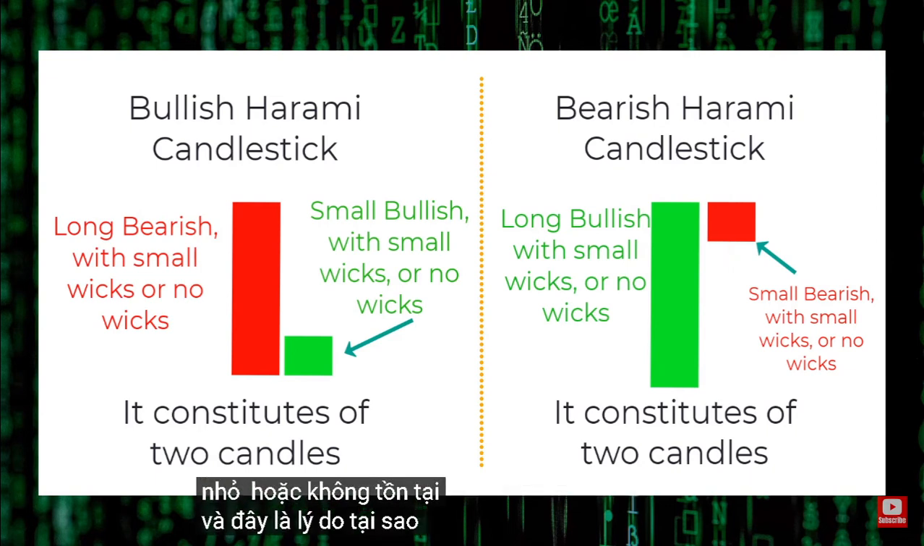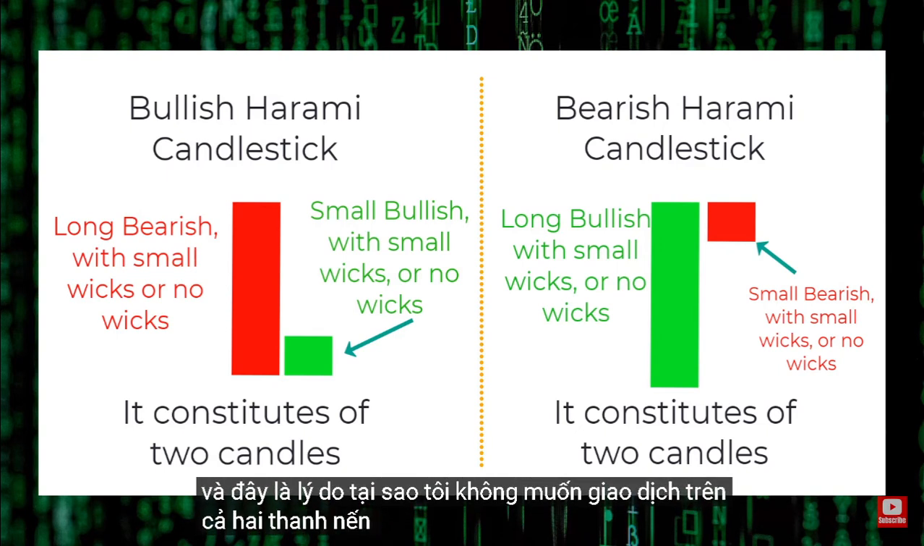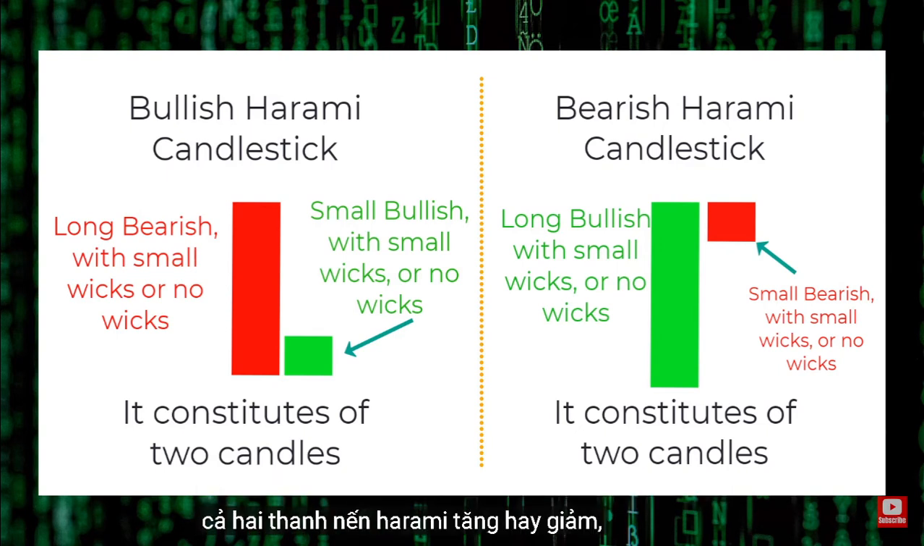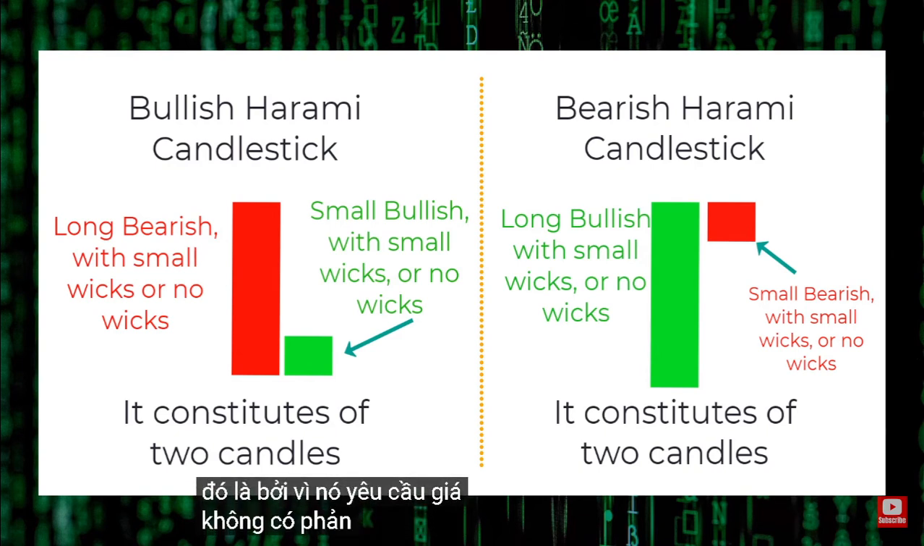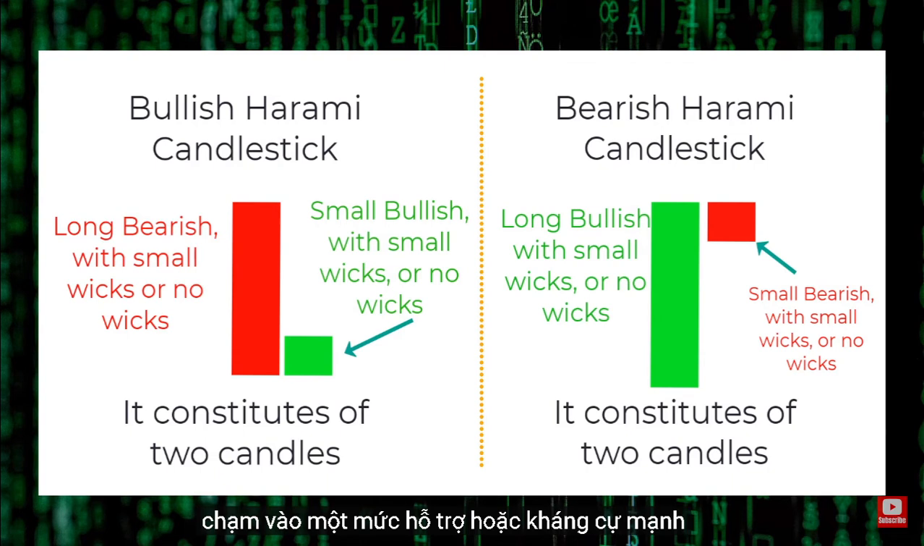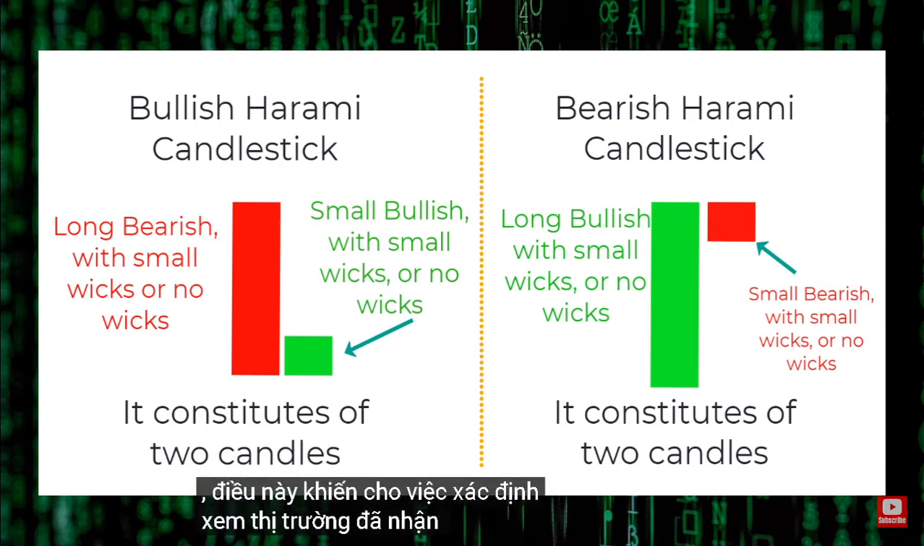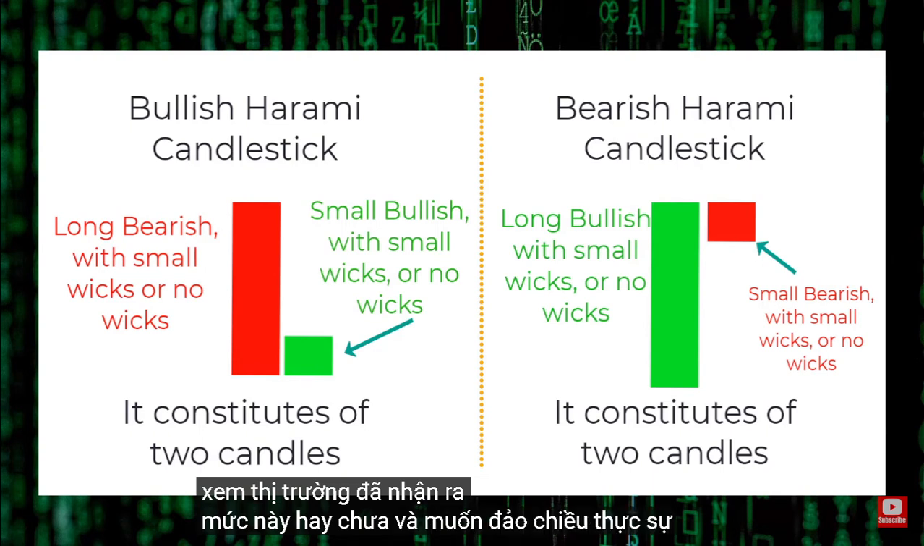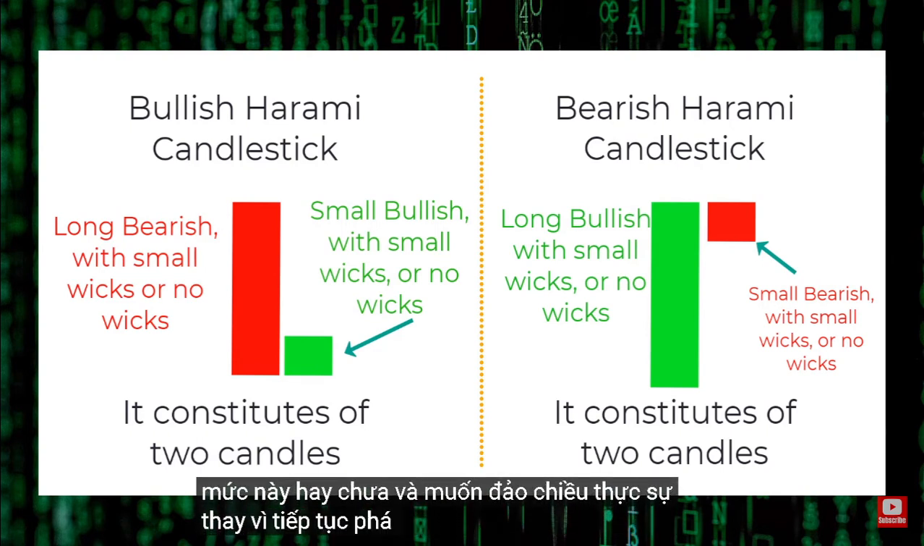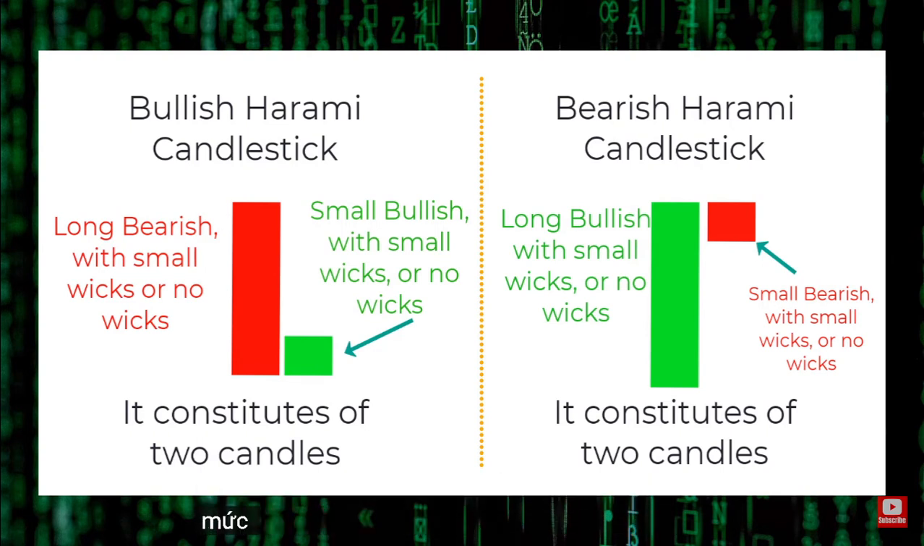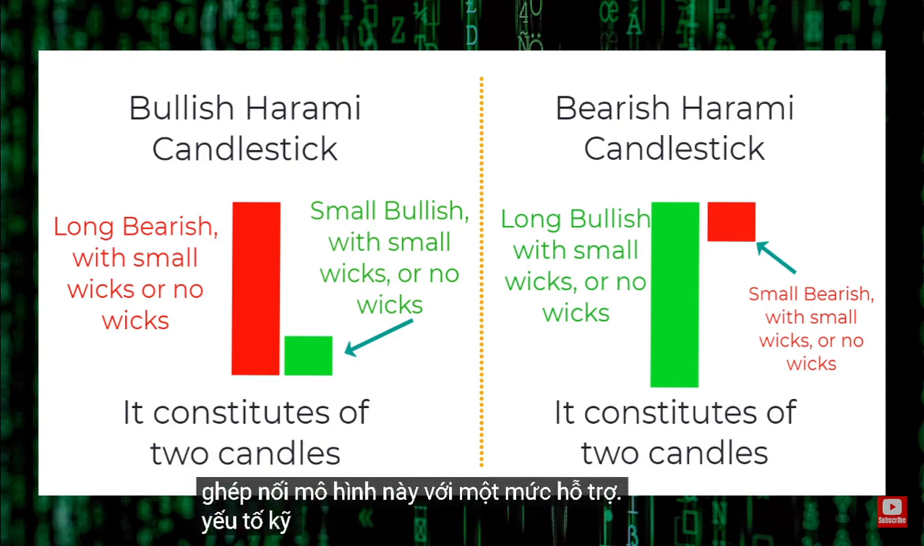And here is why I prefer not to trade on either the bullish or bearish harami candlesticks. It's because it requires that the price does not have a strong reaction after it touches a strong support or resistance level, which makes it difficult to determine whether the market has recognized the level and wants to actually reverse, instead of continuing to break that level. In other words, it makes it difficult to pair this pattern with a supportive technical factor.